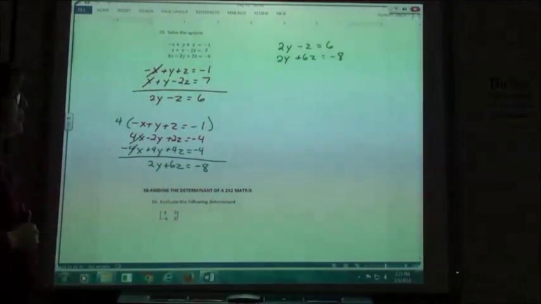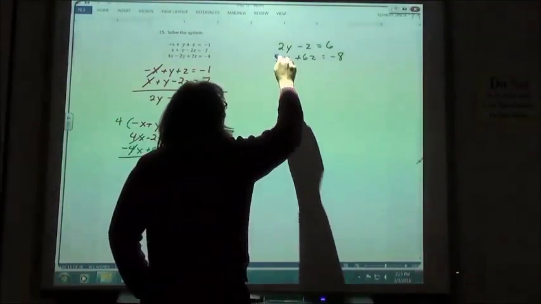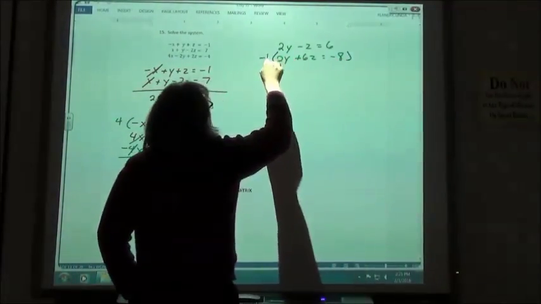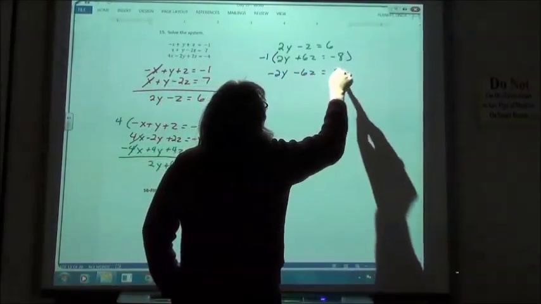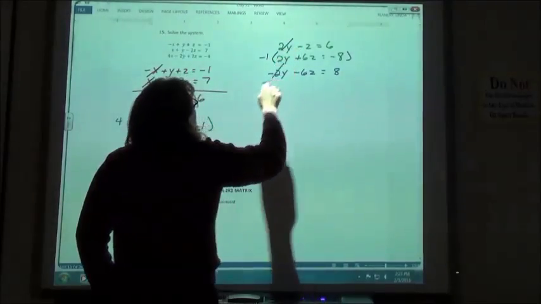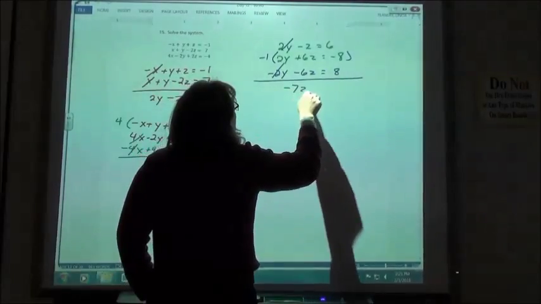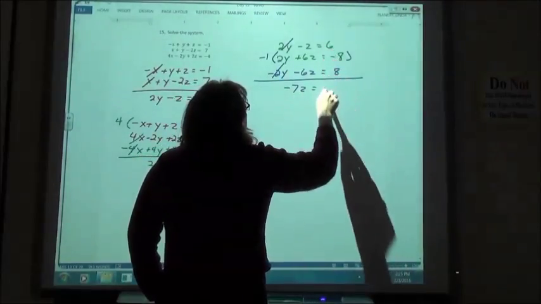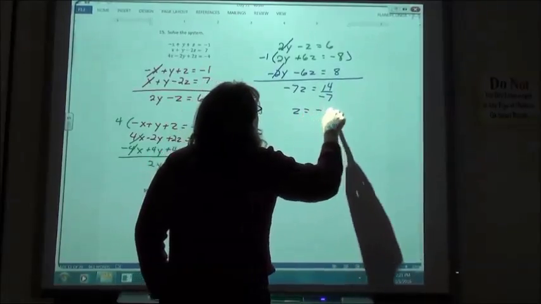So I have a 2y and a 2y. If I take one of those times negative 1, I can just switch my signs. So negative 2y minus 6z equals a positive 8. So 2y minus 2y, those would cancel. Negative z and a negative 6z would be negative 7z. 6 plus 8 is 14. When I divide, z is going to equal negative 2 then.